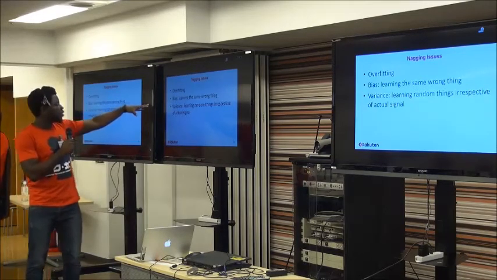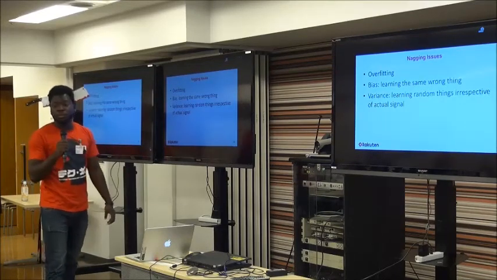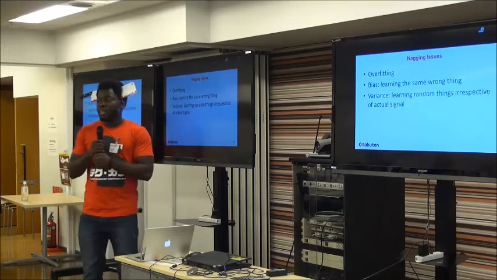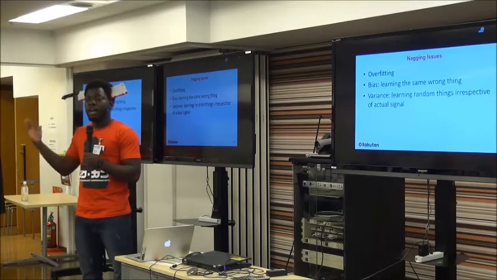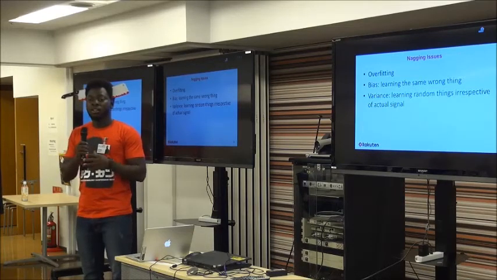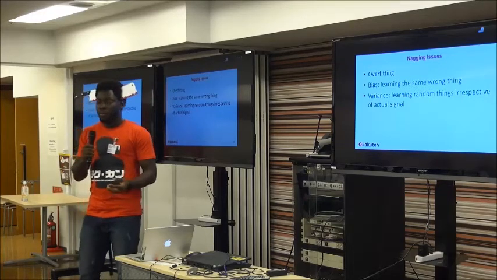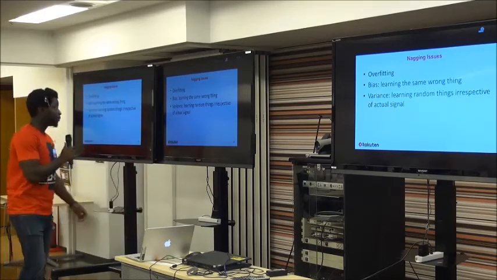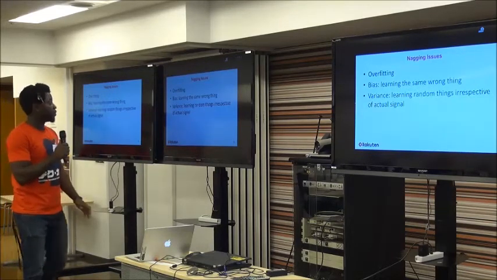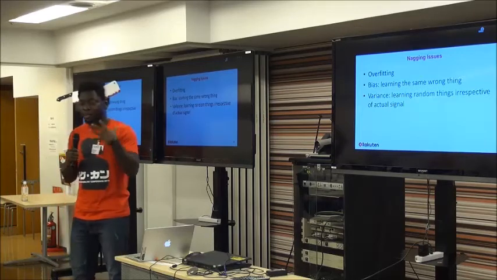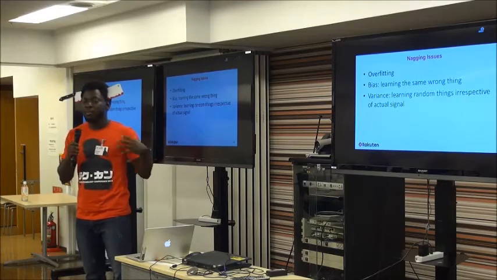We also have bias. Bias is learning the same wrong thing over and over. It sees the inputs, but the sense it's making out of the inputs as it relates to the output is not very correct, and it keeps intensifying on learning the same mistake. We will try to demonstrate that later on. Then variance. Variance is learning random things irrespective of the actual signal. So regardless of the input you're giving, the system just learns something totally different, not what is expected.